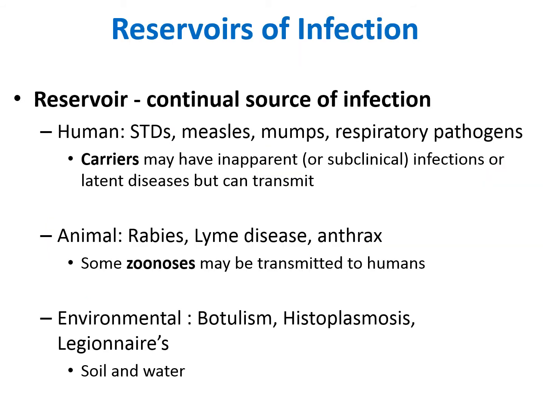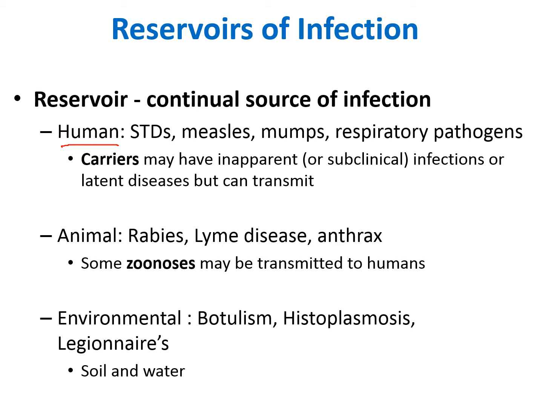Reservoirs are continual sources of infection. These are the habitats in which a pathogen may normally live and or grow and multiply. Reservoirs can be human. For example, we are reservoirs for many sexually transmitted diseases like syphilis, HIV, gonorrhea, herpes virus, as well as for measles, mumps, shingles, and respiratory pathogens.